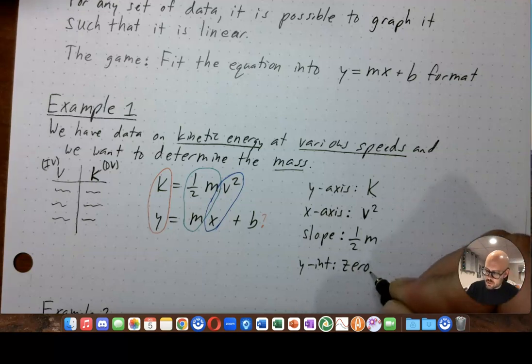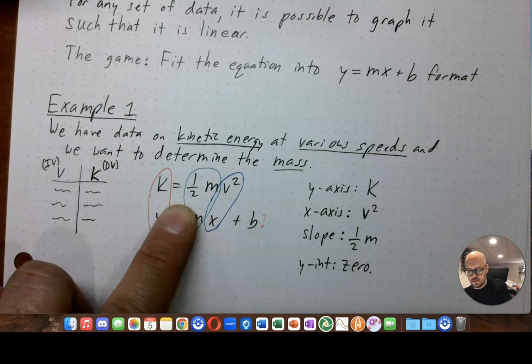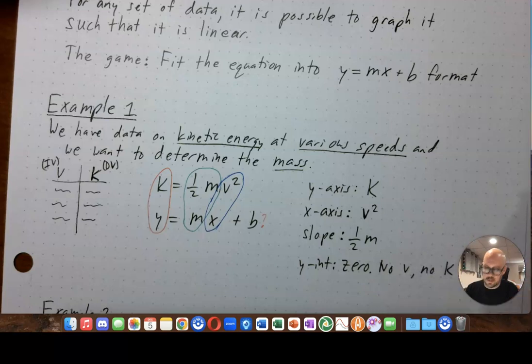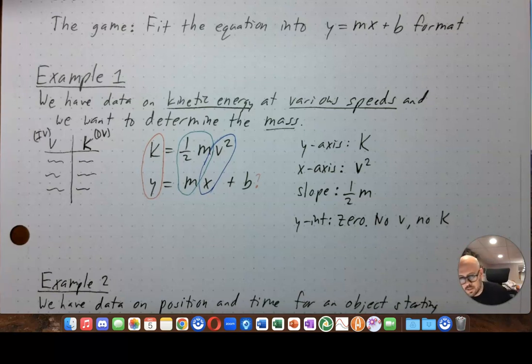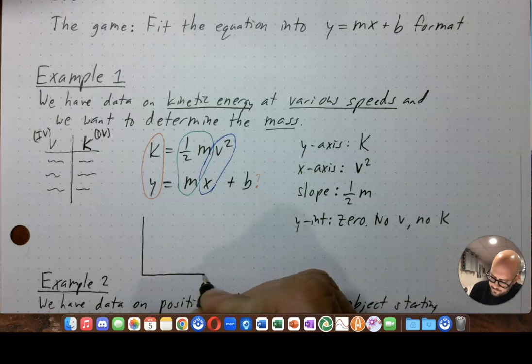And so this should make physical sense. This equation is for kinetic energy, and if there's no velocity, then there's no kinetic energy. So speed is required for an object to have kinetic energy, and if there isn't speed, there's no kinetic energy.